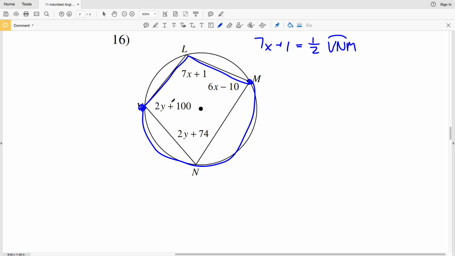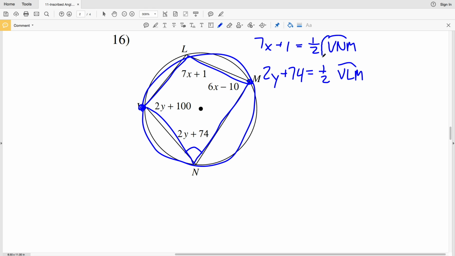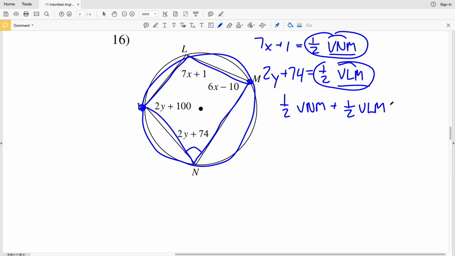And the other intercepted arc that can be added to that to form a full circle is VLM, which goes with 2y plus 74. So 2y plus 74 will equal 1/2 of VLM, and VNM plus VLM will equal 360. So when we simplify for VNM and VLM, we're multiplying both by 2. However, if we plug in 1/2 of VNM plus 1/2 of VLM, that's going to equal 1/2 of 360.